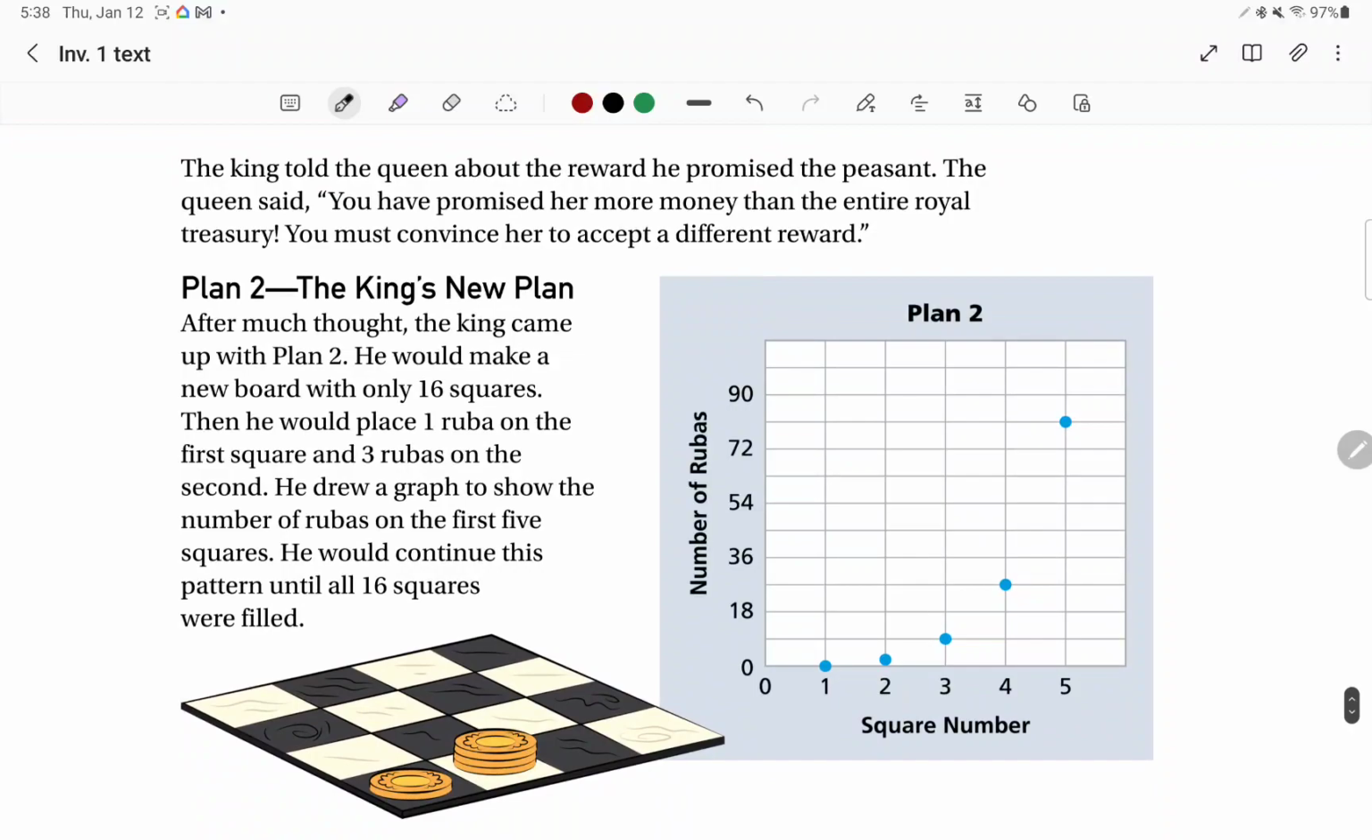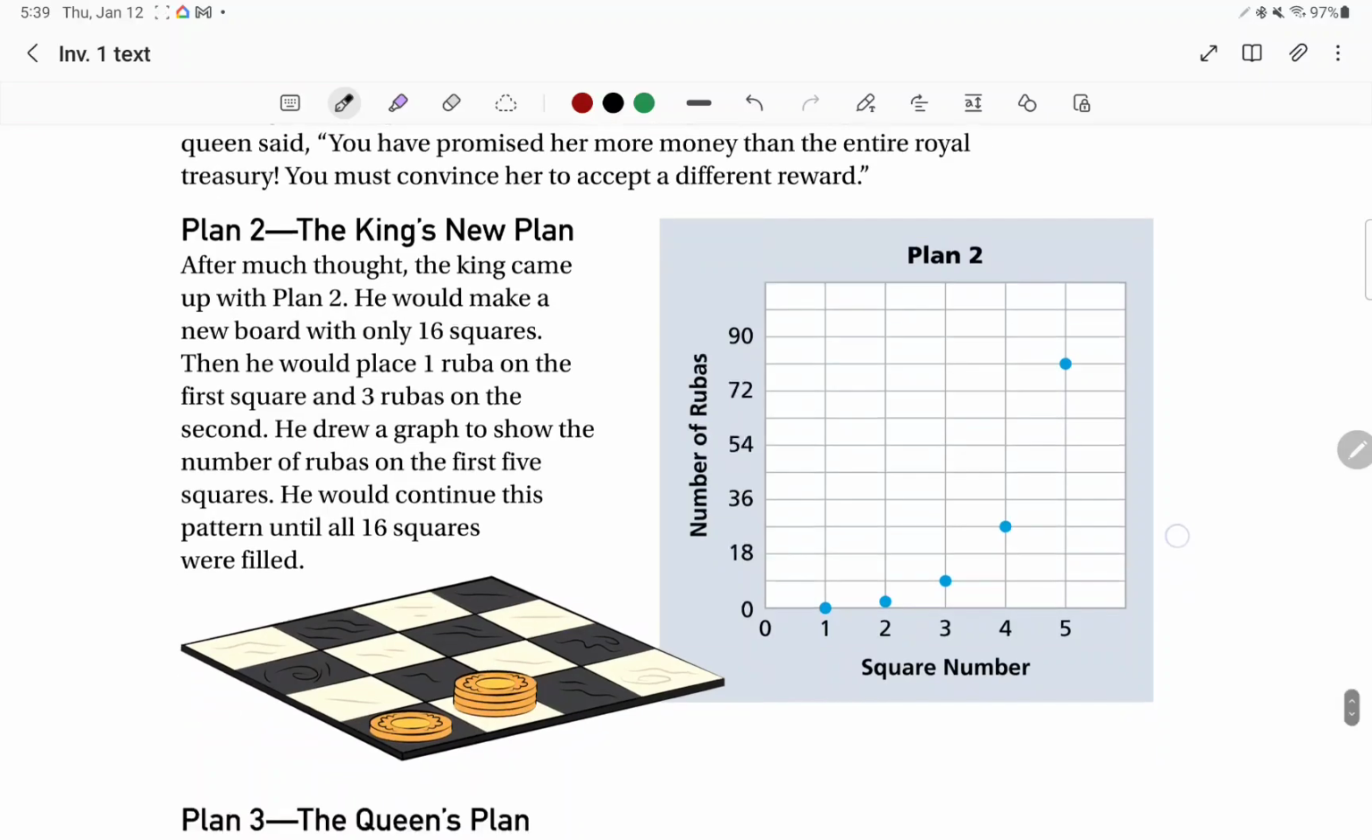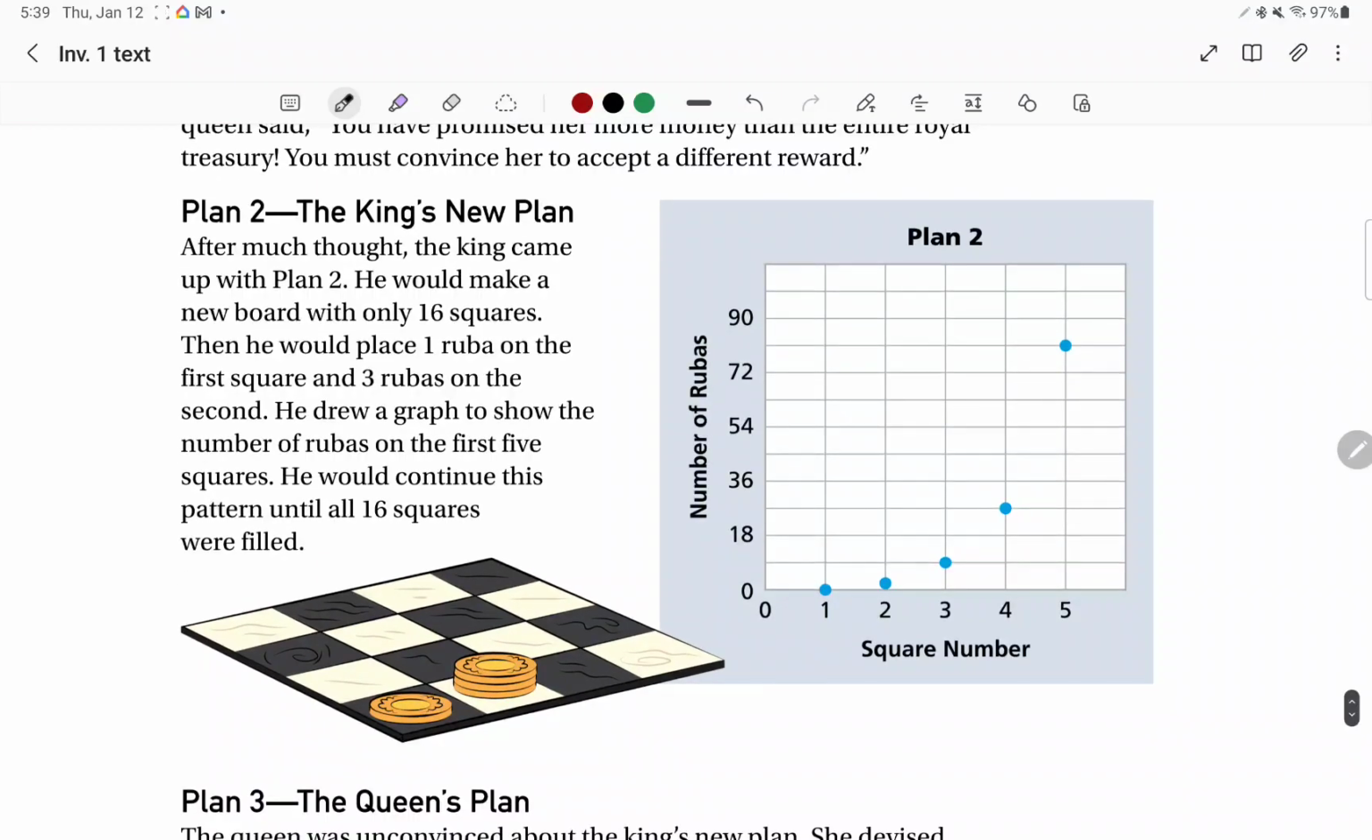This is a new plan. So we're talking about, I think, 2 or 3 new plans. So let's look at plan number 2. So the king told the queen about the reward promised the peasant. The queen said, "You promised her more money than the entire royal treasury. You must convince her to accept a different reward." So the queen is smart and realizes, hey, we're gonna go broke if we actually do this for her. And so let's come up with a new plan.